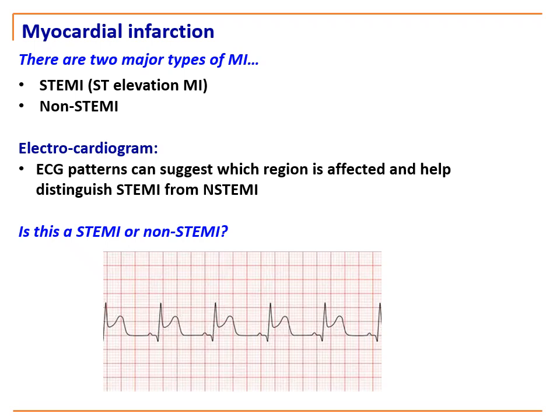Okay, so let's have a little bit of a think about it. So looking at this, you can see here's your classic P wave, here's your QRS, and here's your T. And you can see that it's elevated. So this ST is elevated. So this is a STEMI or an ST elevation MI. And you can see there it is, there it is, there it is.